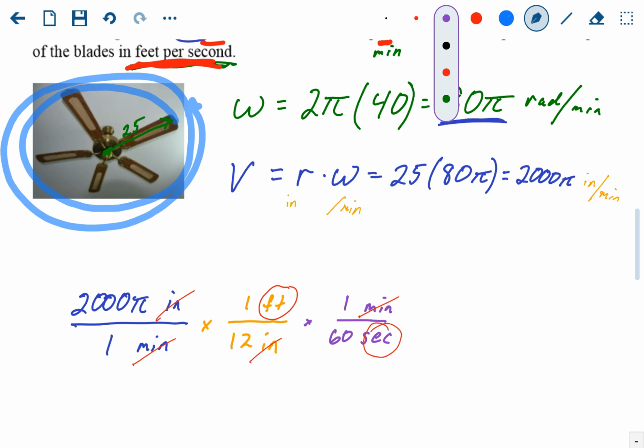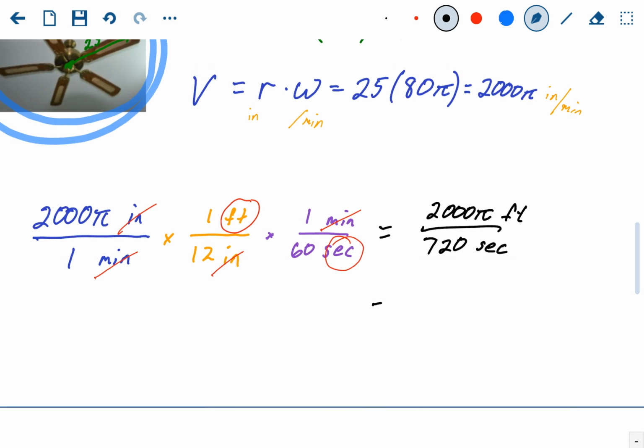And then just toss this into the calculator. 60 times 12 is 720. So we got 2,000 pi feet over 720 seconds. We want to make that a unit rate, so we want to divide 2,000 pi by 720. And at this point, I'm going to multiply by 3.14, because you don't want pi in your final answer. So 2,000 times 3.14 divided by 720. Make sure you can get this in your calculator. 8.7 feet per second.